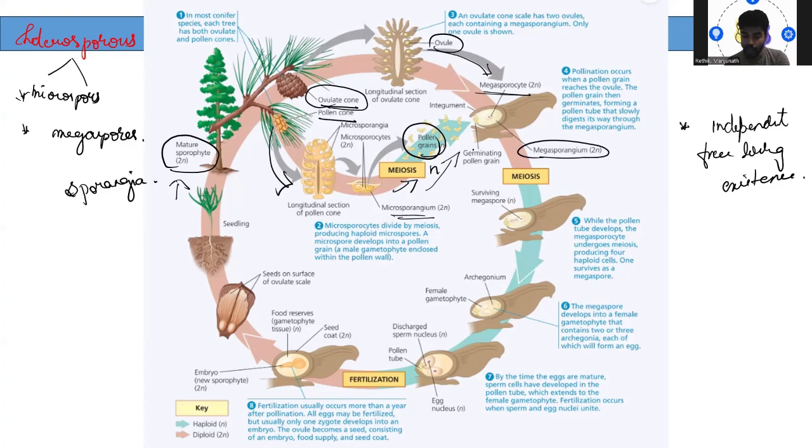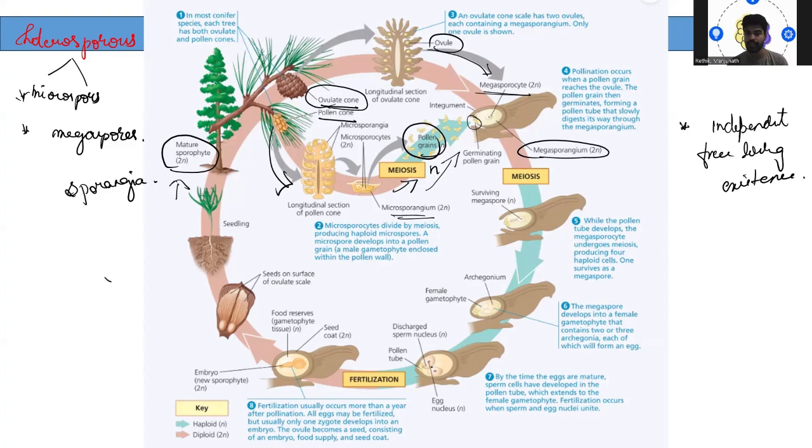Then they come in contact with the opening of the ovules, which is the megasporangium. There is an opening; there it comes in contact and fertilization takes place. So this is how the entire process, that is zygote development, takes place. Everything will be studied. So this is all about the life cycle of the gymnosperm. I have clearly covered it here.